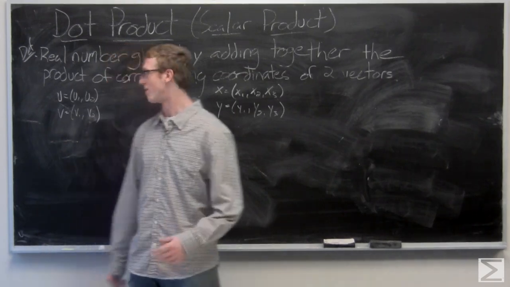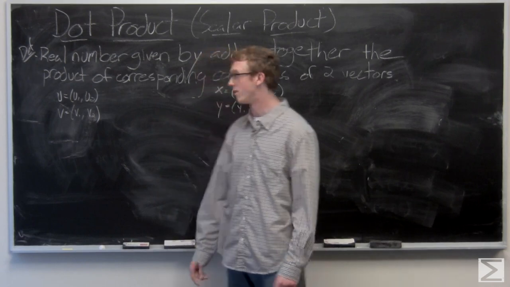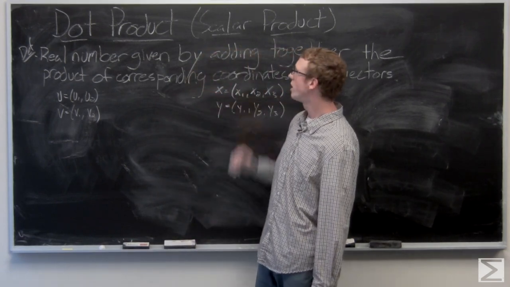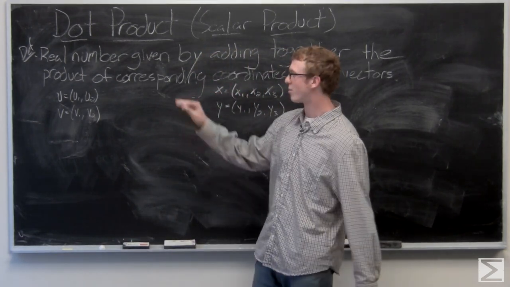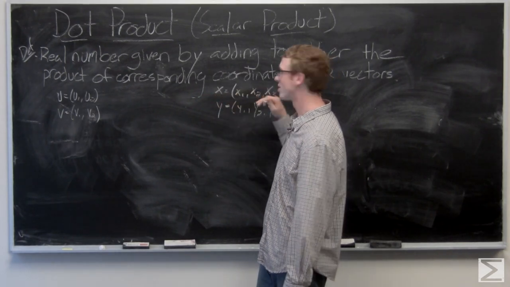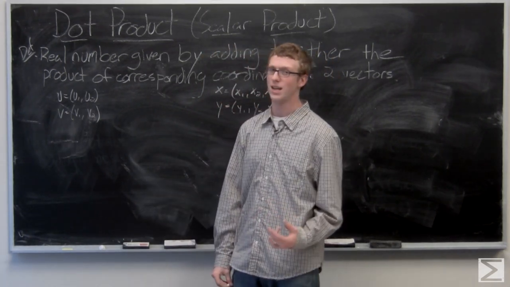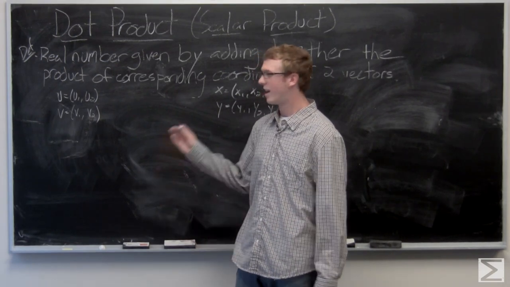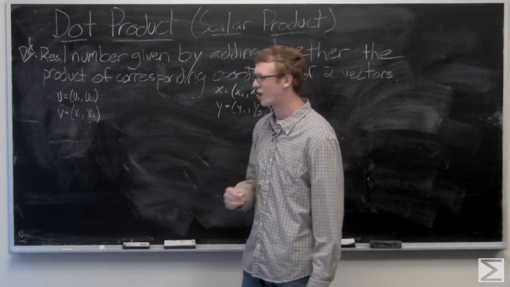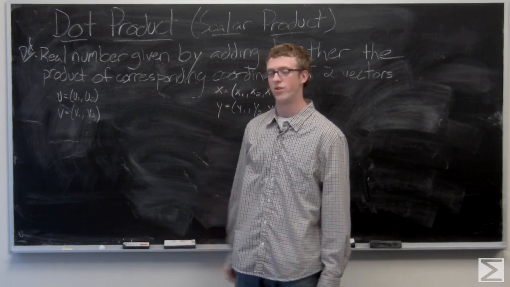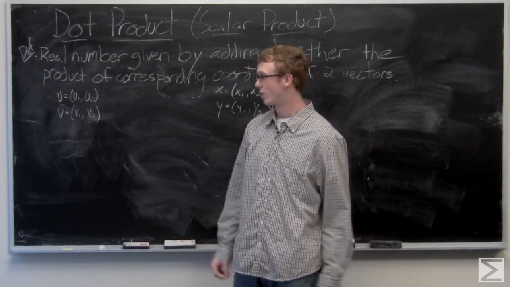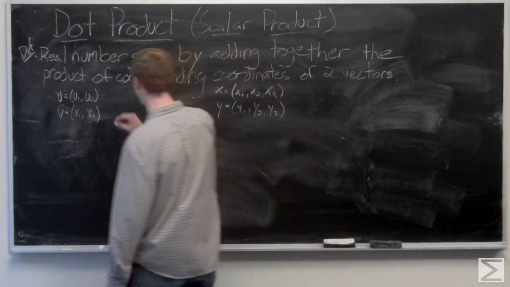Mathematicians love precise definitions, so here's the precise definition of the dot product. It is the real number given by adding together the product of corresponding coordinates of two vectors. That sounds kind of confusing, but when we break it down, it's going to be really simple. Now, pay close attention. It's going to be hard to see what I do here, with the little dot, but this is going to be the notation of the dot product.